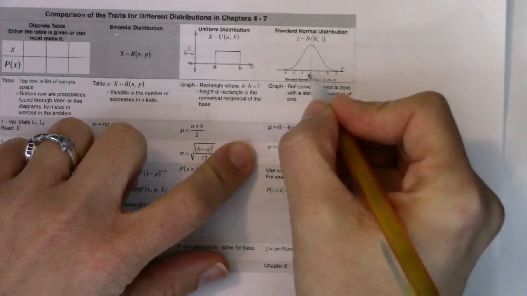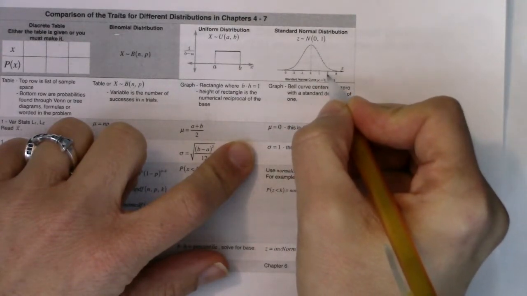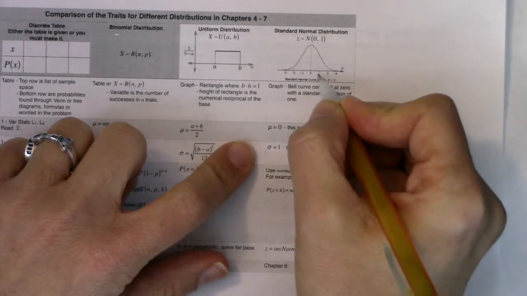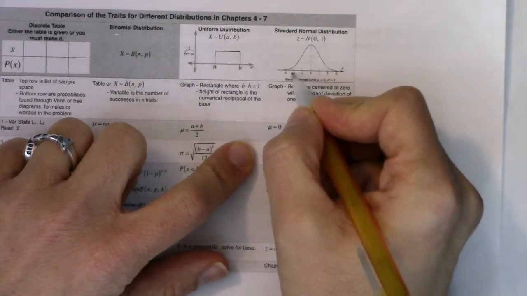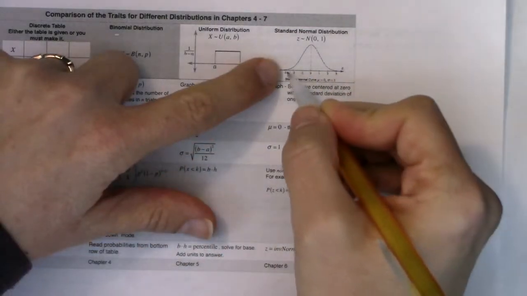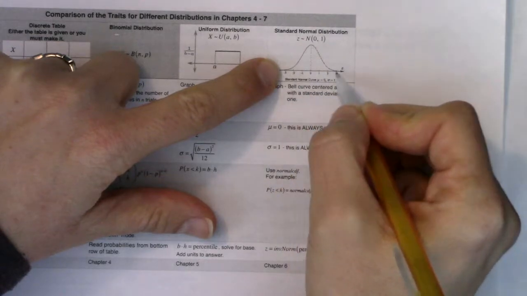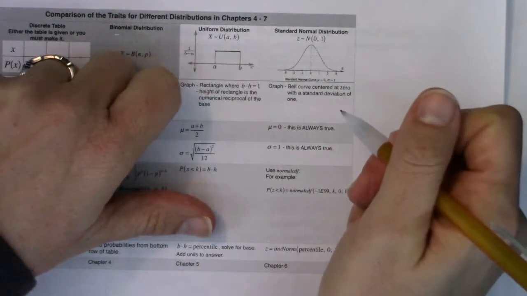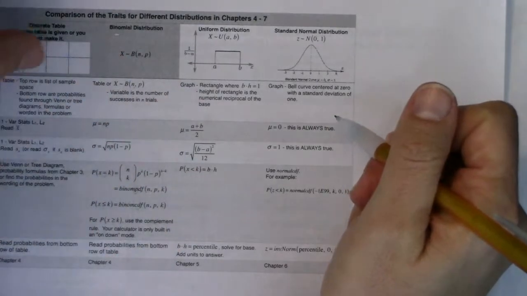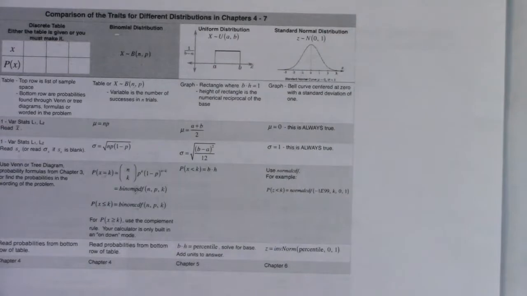So you know that 0 comes below that peak every time, and then we scale our z-axis by 1s: 1, 2, and then 3, and then negative 1, negative 2, negative 3. And you can see that by the time you go 3 under the mean and 3 over the mean, you've pretty much taken care of all of the z-axis. So we're gonna take a look at how to calculate probabilities on the standard normal curve.